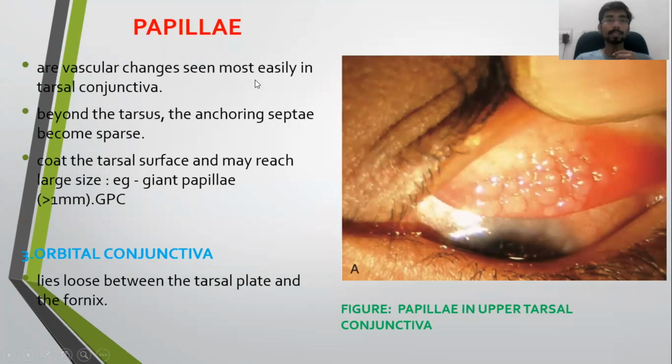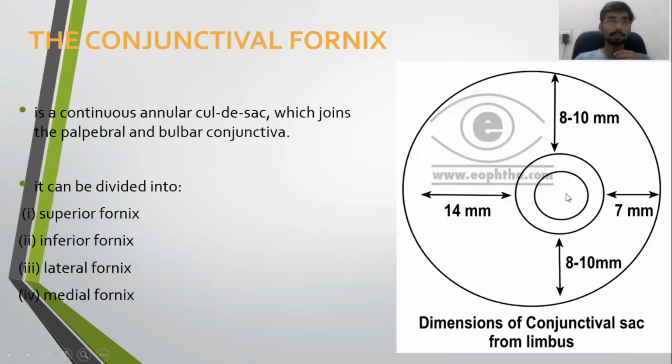Papilla are vascular changes seen most easily in the tarsal conjunctiva. So papillae coat the tarsal surface and may reach a large size. Example for giant papilla if it is more than 1 mm. Orbital conjunctiva lies loose between the tarsal plate and the fornix. So this is papilla. Conjunctival fornix is a continuous annular cul-de-sac which joins the palpebral and bulbar conjunctiva.